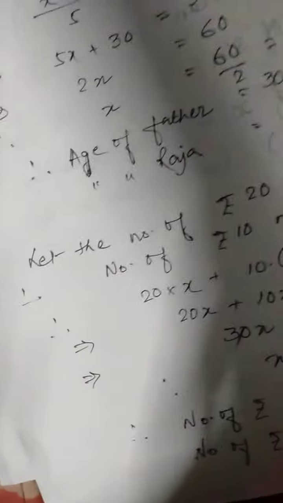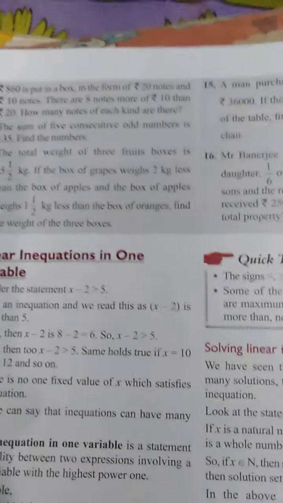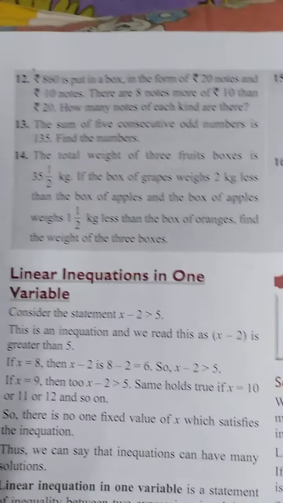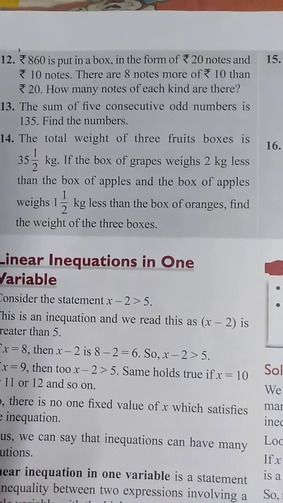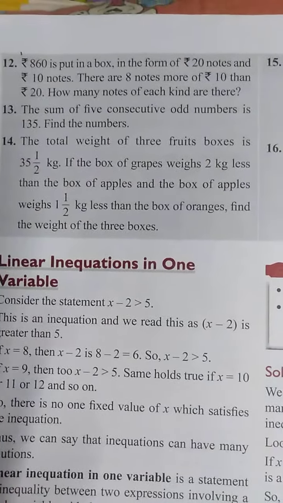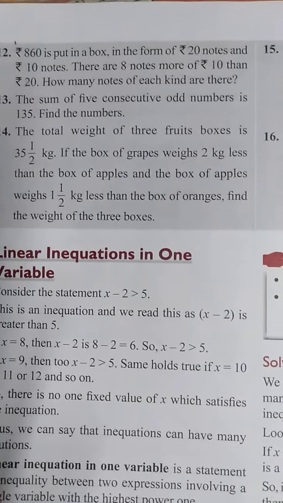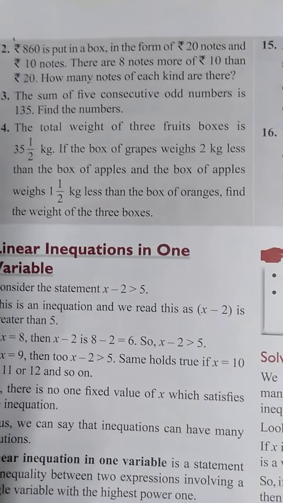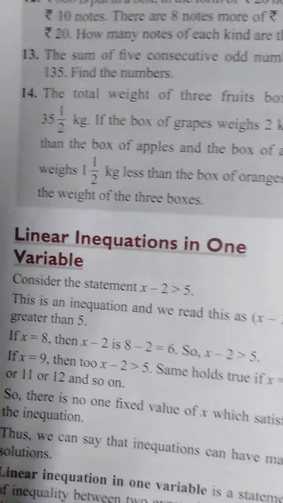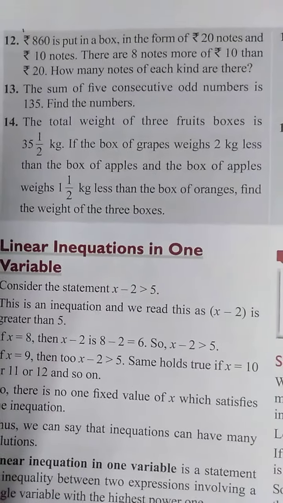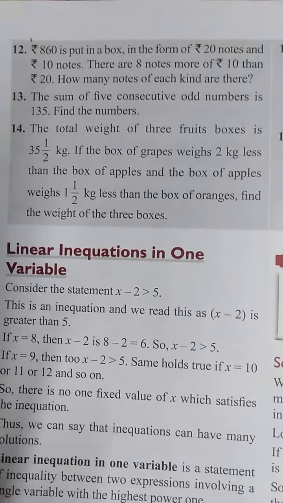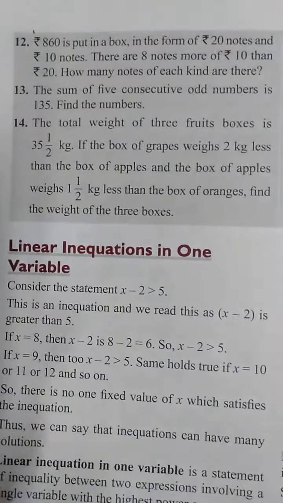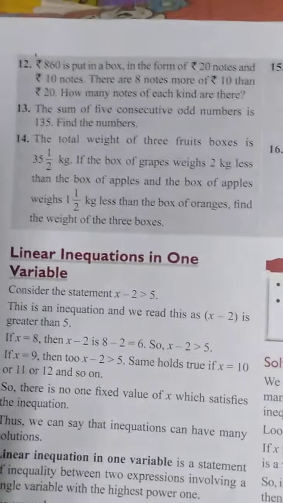Now let's come to question number 14. The total weight of 3 fruit boxes is 35.5 kg. If the box of grape weighs 2 kg less than the box of apple and the box of apple weighs 1.5 kg less than the box of orange, find the weight of the 3 boxes. First they have told that the box of grape weighs 2 kg less than the box of apple, and the box of apple weighs 1.5 kg less than the box of orange.